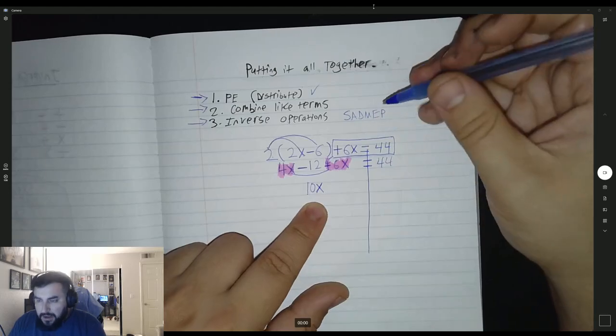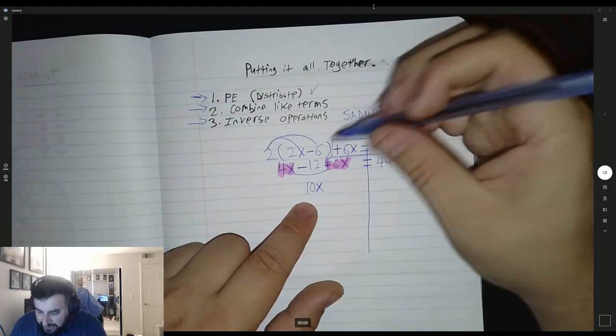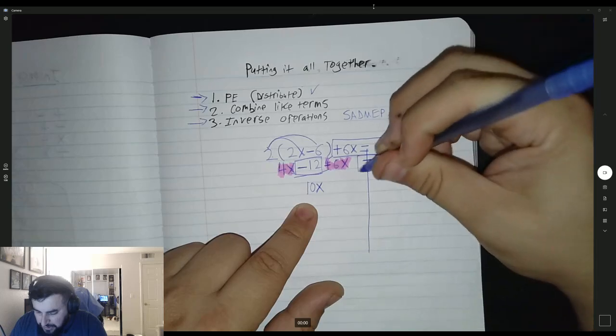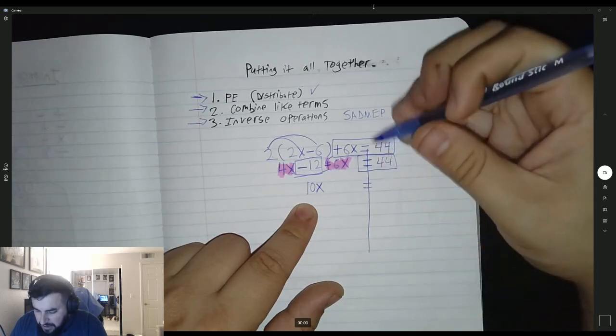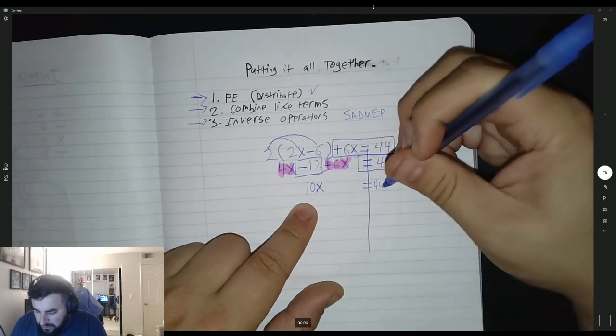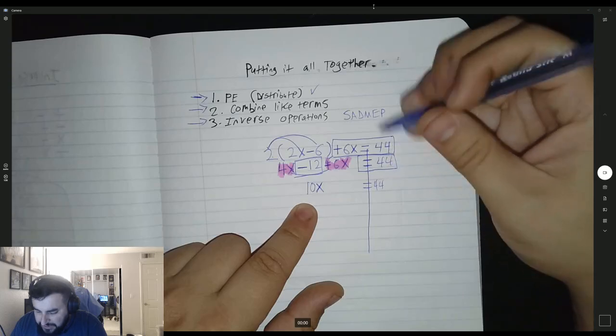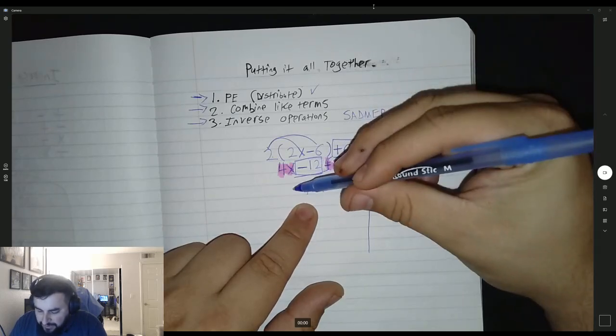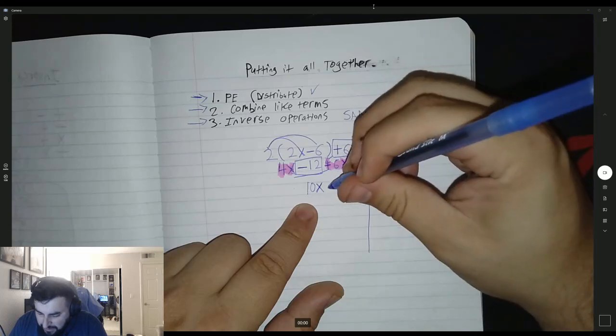Boom. And now write everything that didn't change. So this didn't change, and these don't change. So equal sign, 44. Make sure you keep it on the right side because it was on the right side. Now this minus 12 is on the left side. Should I put it in front or over here? It doesn't really matter, but I'm going to put them over here.